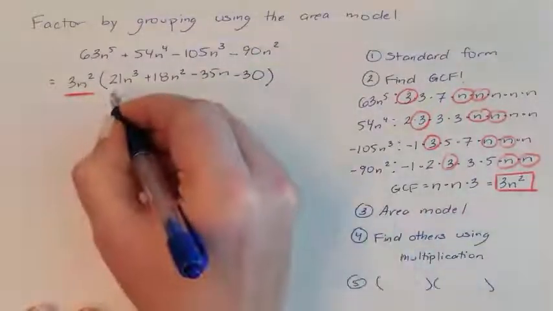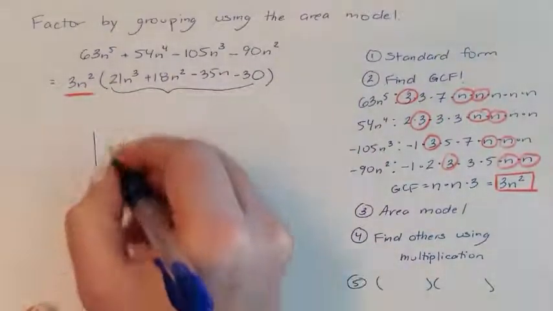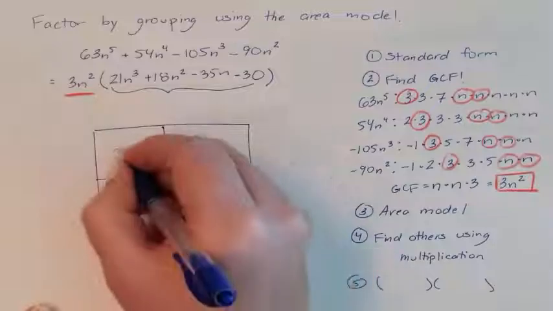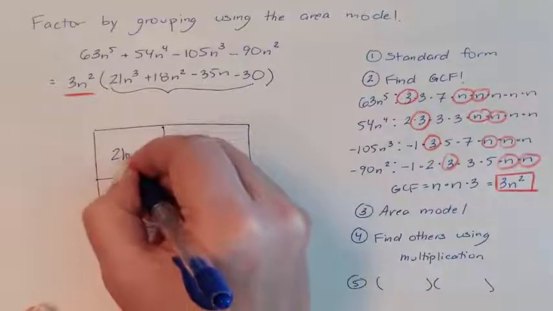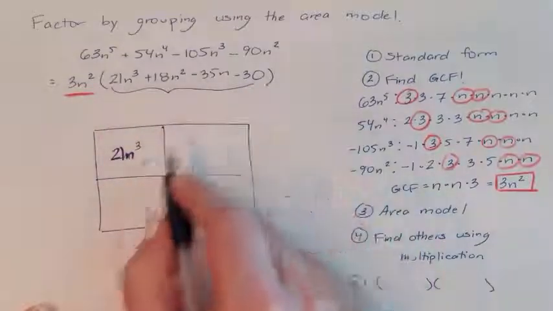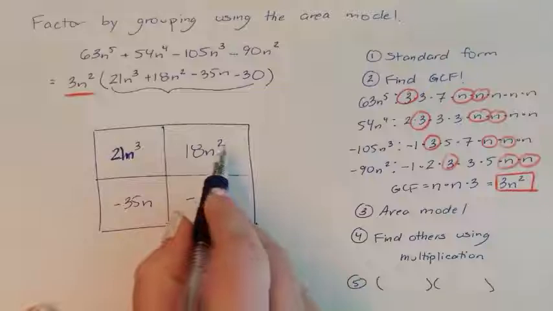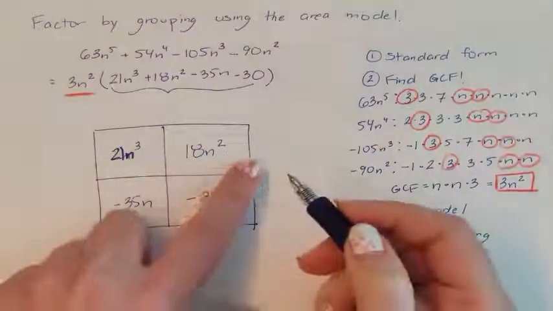So next step is area model. And you're area modeling whatever is left behind in this parenthesis. So here's my area model. Start at the very beginning. Oops, that's a 21n to the 3rd. And then we're just going to walk our way through. So now we just need to find one GCF, the one across the top.